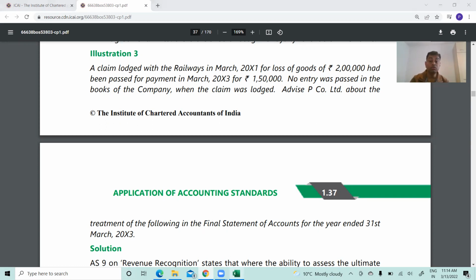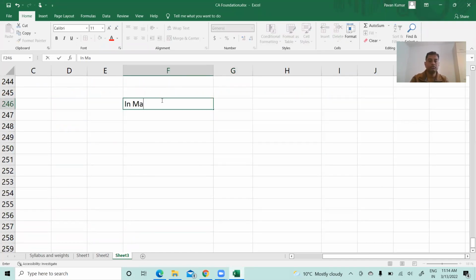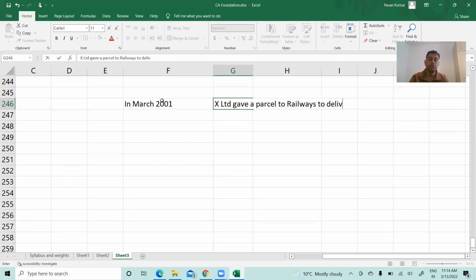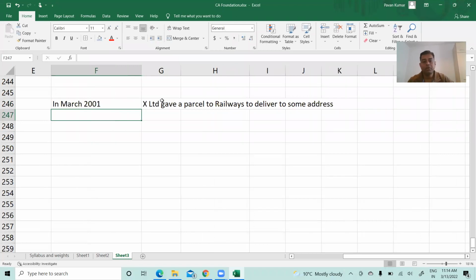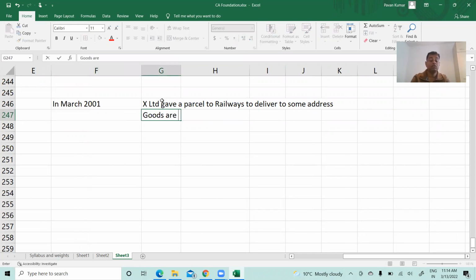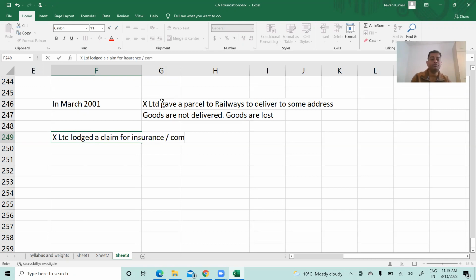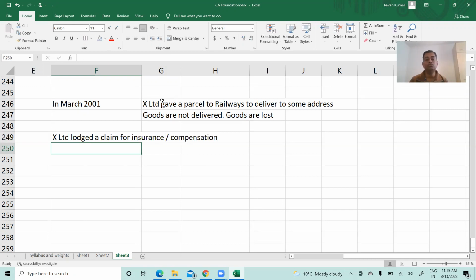So, in March 2001, X Limited gave a parcel to the railways to deliver to some address. The goods are not delivered. Goods are lost. How, where, why, no one knows. X Limited went to the railway station and asked, "Where are my goods?" Then X Limited lodged a claim for compensation. My goods are stolen, 2 lakhs worth of goods. Give me my 2 lakhs. No one gave.